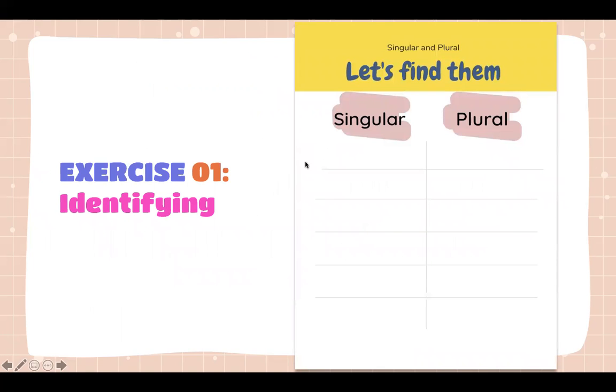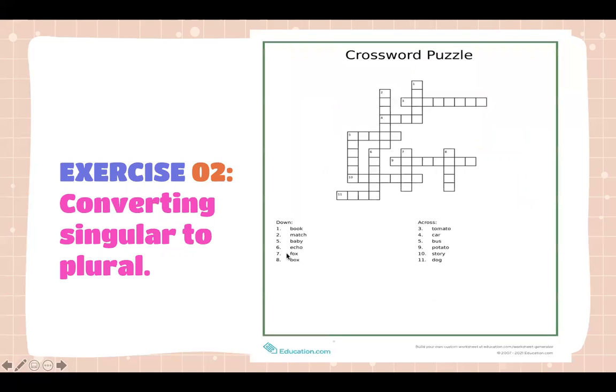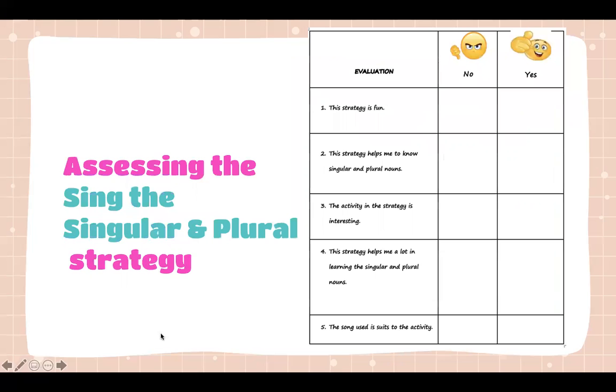Okay, this is the handout where the students need to categorize the singular and plural nouns. So teachers can give the students a list of plural and singular nouns so that the students can categorize. And then this is the crossword puzzle where the given word is in singular and they have to fill in the crossword puzzle with the plural form of the words. And this is the evaluation form.